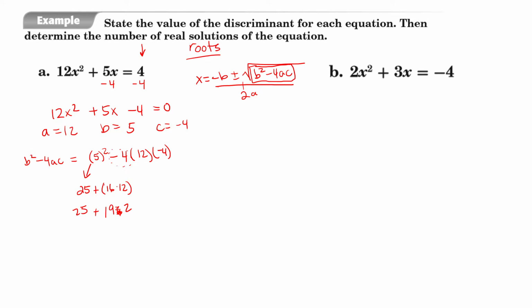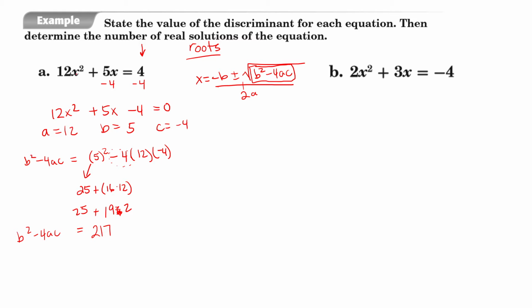Alright, 192 plus 25 equals 217. Alright, 217 is not the solution. This is the value of the discriminant. So I would put b squared minus 4ac, and that equals 217.